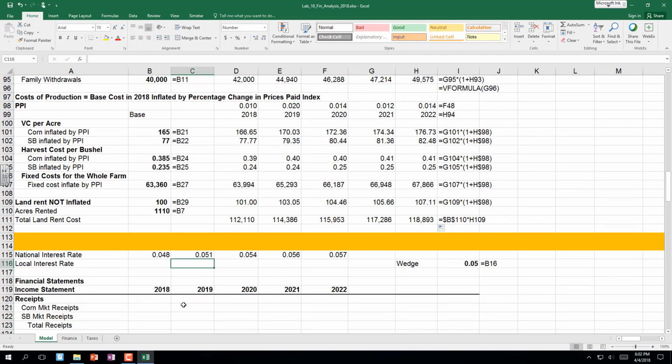Now we have that national interest rate right there, 0.048, and I know what the local wedge is, so this will give me my localized interest rate, and we'll just say for operating loans. Okay. So again, I'm going to click on that wedge, F4. I'm going to add it to the value above, which is the national or prime interest rate.